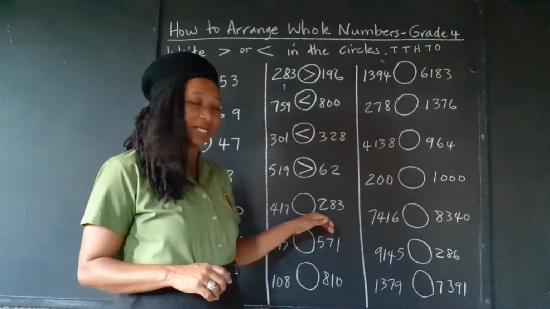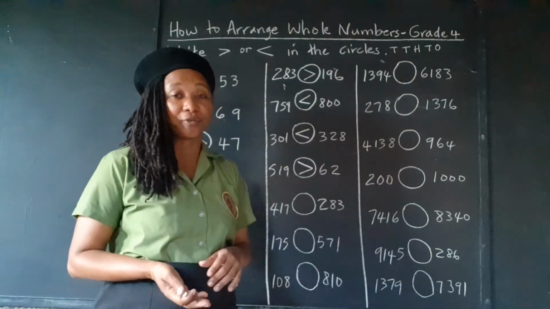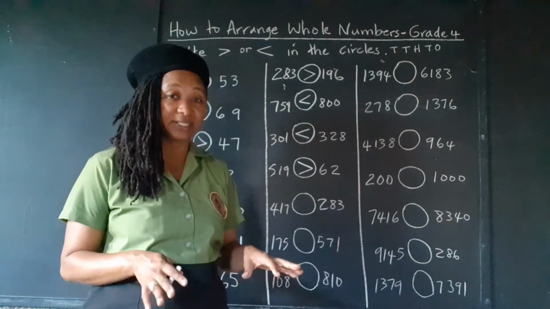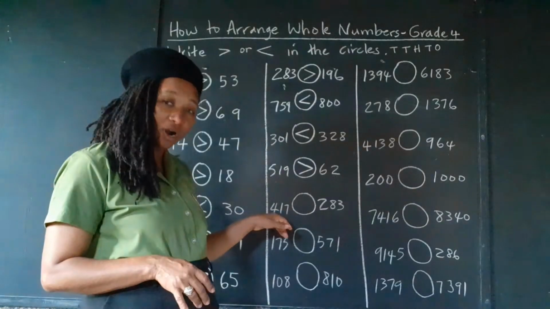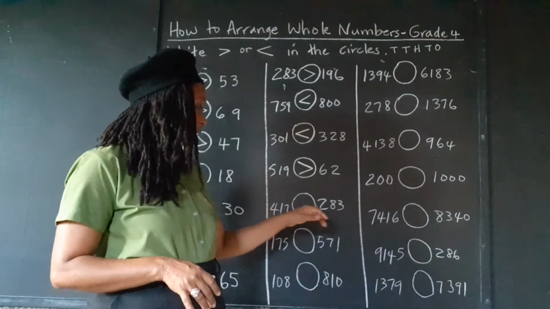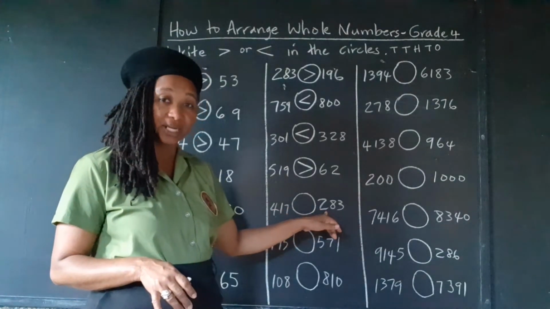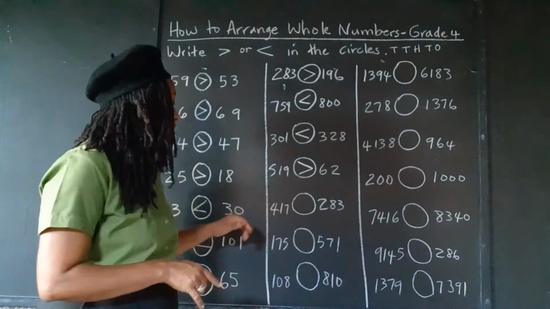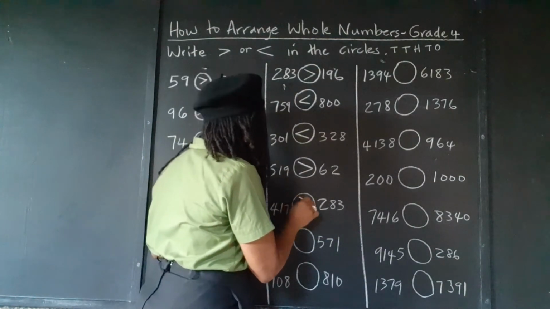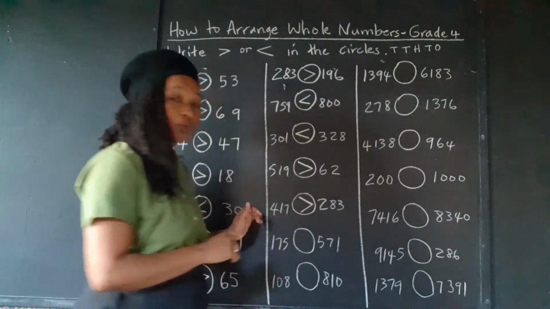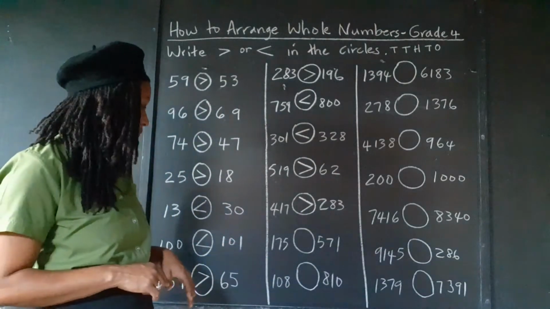417, 283. They both have 3 digits. They are both in the hundreds. But this has 400 and something. This has 200 and something. So that means 417 is greater than 283.